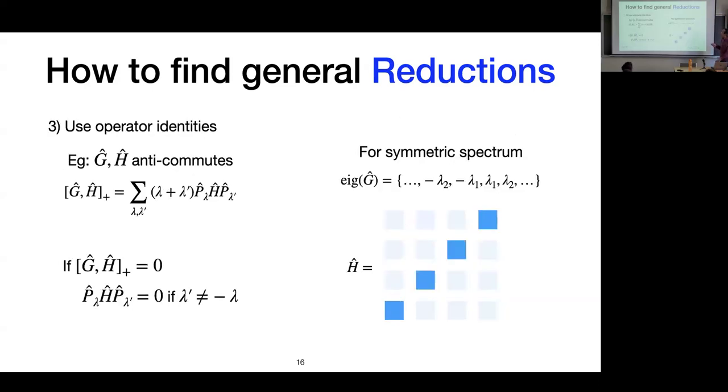Another interesting thing you can do is use operator identities. For example, if G and H anti-commute, then the block vanishes whenever the eigenvalue is not the negative of the other. So if I have a symmetric spectrum like this, you are guaranteed that if G and H anti-commute, you should see a block anti-diagonal structure in your Hamiltonian. So a lot of these blocks vanish.